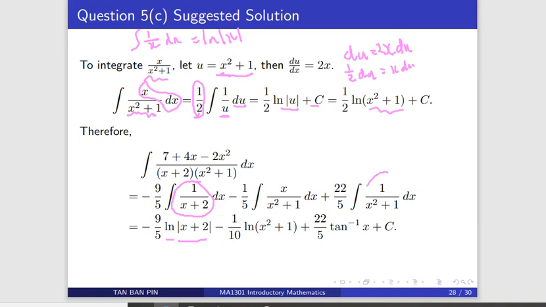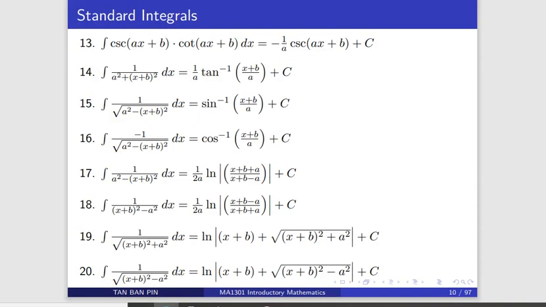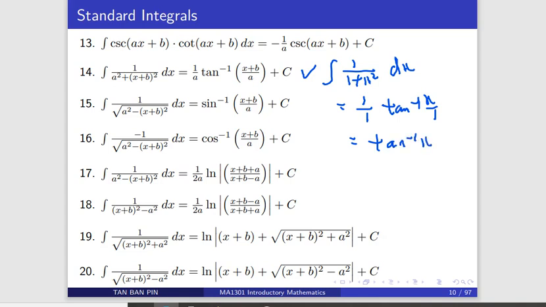Then integrate 1 over x squared plus 1, you have a standard formula. You can apply formula 14. Formula 14: integrate 1 over 1 plus x squared dx is 1 over 1 tangent inverse x over 1. So it's just tangent inverse x.